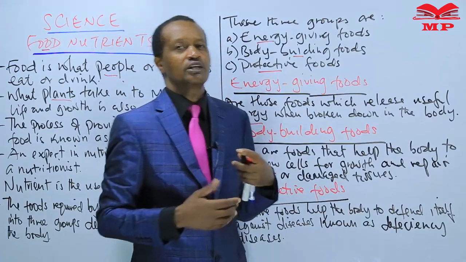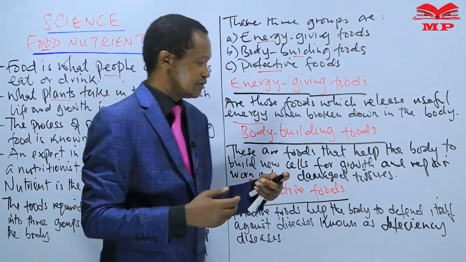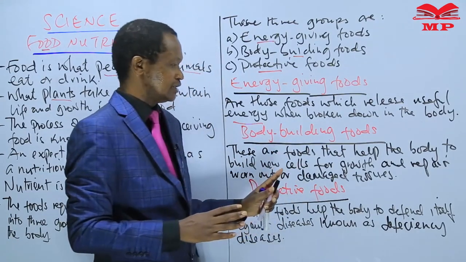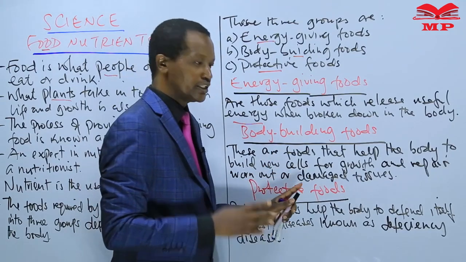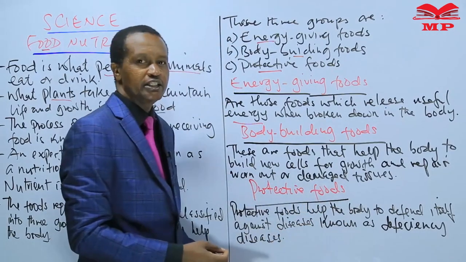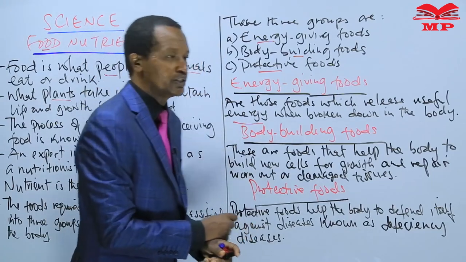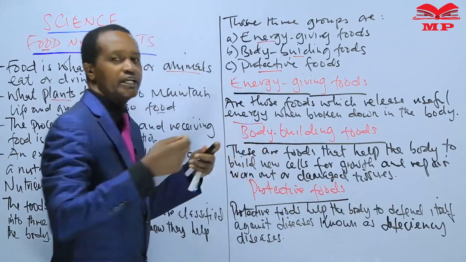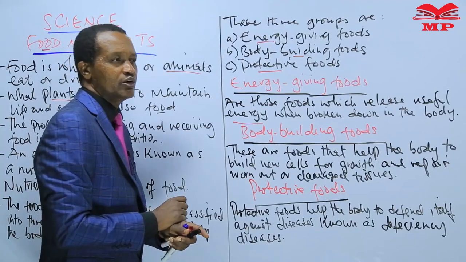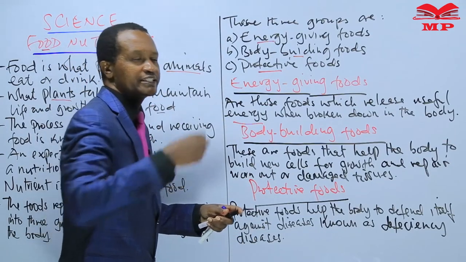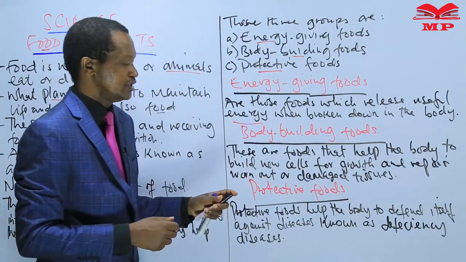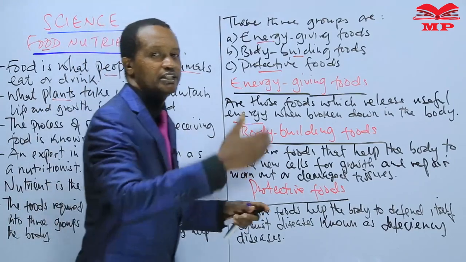Starch, carbohydrates, okay? Those are foods, but there are certain foods also which the body needs, so that the body can defend itself against diseases we are calling deficiency diseases. Now, these diseases are caused, we've said, by lack of certain nutrients in the body. So these protective foods, learners, also help the body to produce certain special cells. This we'll be learning later. Okay, the protective foods are required in the production of certain cells.